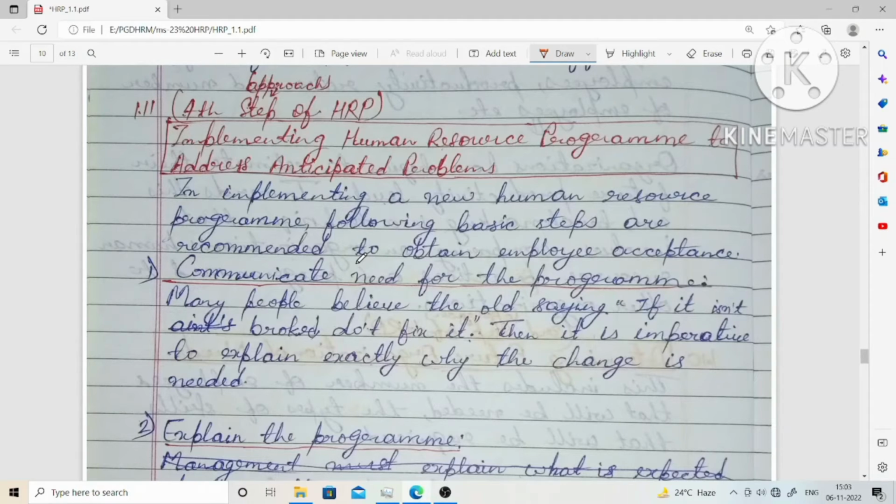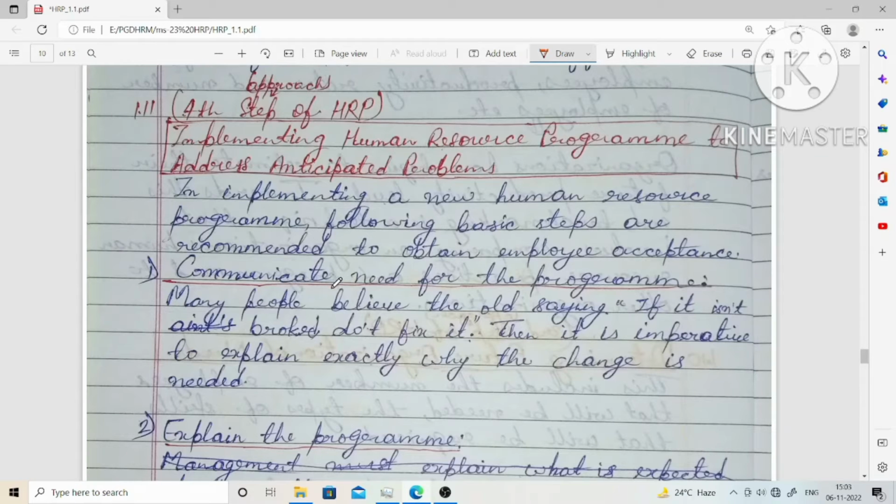So what are different kinds of things needed for the organization in the future. And the fourth one, implementing human resource program to address anticipated problems. It means whatever problems the organizations are going to face, according to that certain programs will have to be implemented. So this is the fourth step. It means implementing human resource program to address anticipated problem.